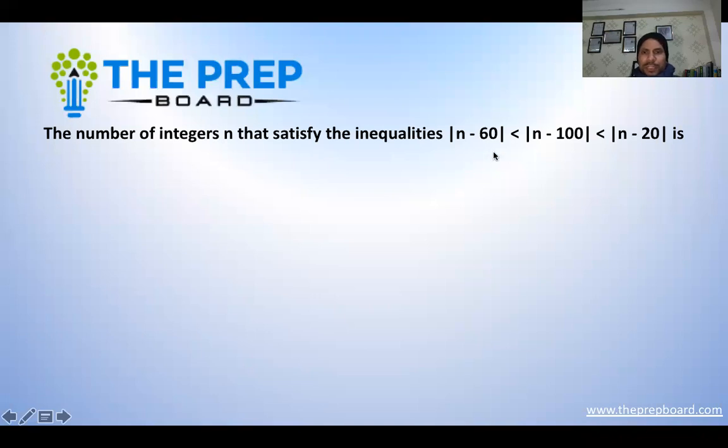Okay, so now we have the next question. We have a 3 modulus bracket here: the first is mod of n minus 60, which should be less than mod of n minus 100, which in turn is less than mod of n minus 20. So now look at it carefully. Whenever the value of n is 80 or more, at 80 both brackets will be equal.